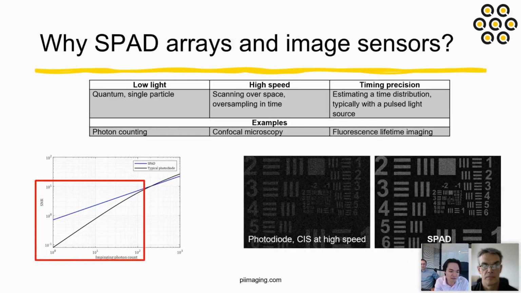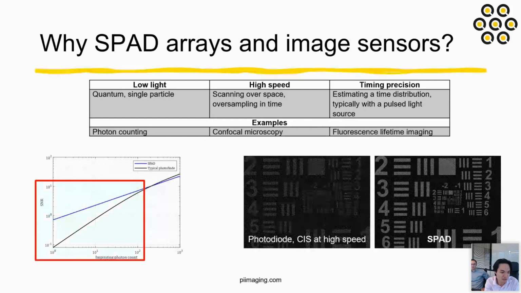In applications such as photon counting, used in quantum applications or single particle imaging, you can see that the signal-to-noise ratio of a SPAD is better than a conventional photodiode at a very low impinging photon count. On the right, you can see a comparison of a SPAD and a photodiode under just 10 impinging photons. You can see that the SPAD image has a better signal-to-noise ratio.